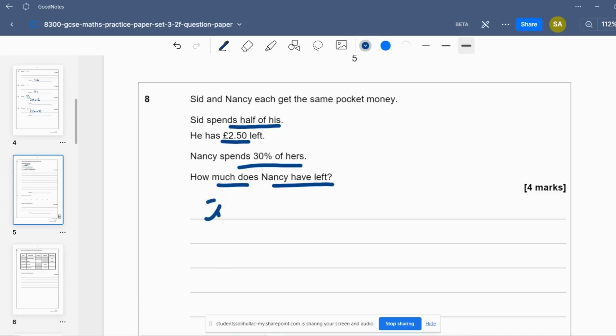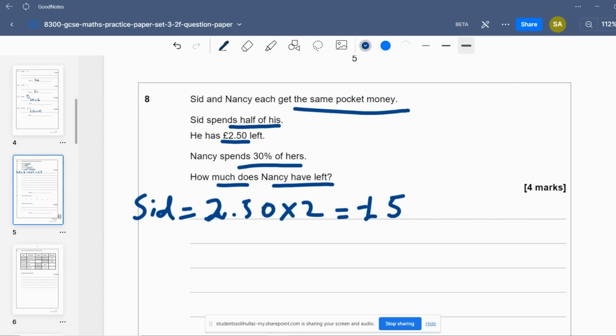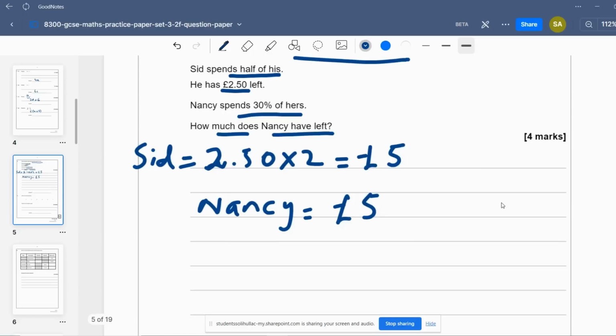If you multiply 2.50 by 2, that gives you £5. That's the money which Sid got. Nancy spent 30% of hers and both get the same pocket money. That means Nancy got £5 as well. And she spent 30% of her pocket money. So we need to find 30% of 5.